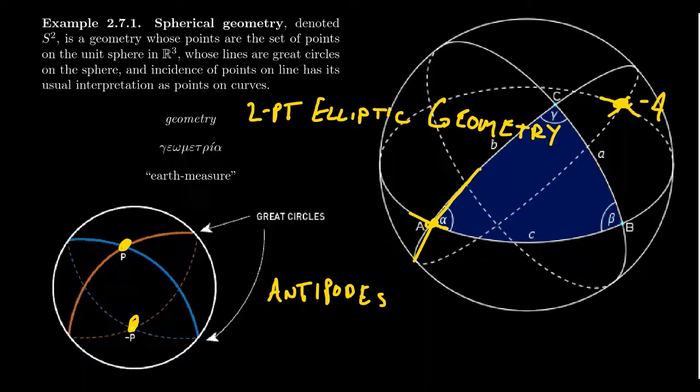So because of that double intersection, spherical geometry is sometimes referred to as two-point elliptic geometry. Now, if you really want an incidence model of the elliptic parallel postulate, then we're going to proceed forward with that. In the next video, we'll introduce projective geometry, aka one-point elliptic geometry.